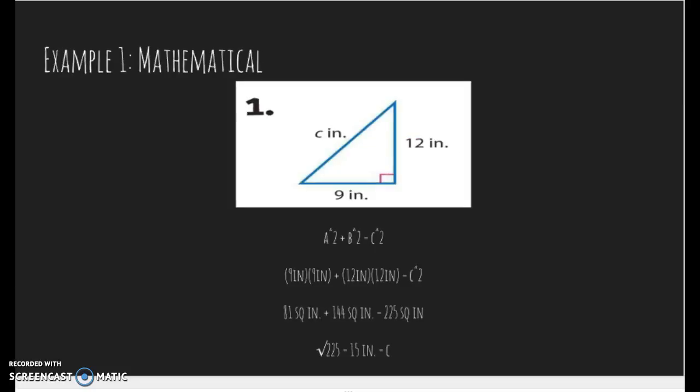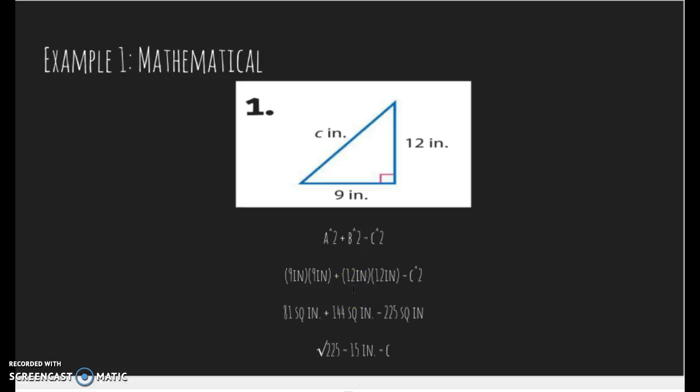Let's take a look at our first example. It doesn't matter which you choose as A or B, but you have 9" by 12" in your legs of the triangle, and you want to figure out the hypotenuse, which is c. So you start with your formula, a squared plus b squared equals c squared. 9" times 9" plus 12" times 12" is equal to c squared.